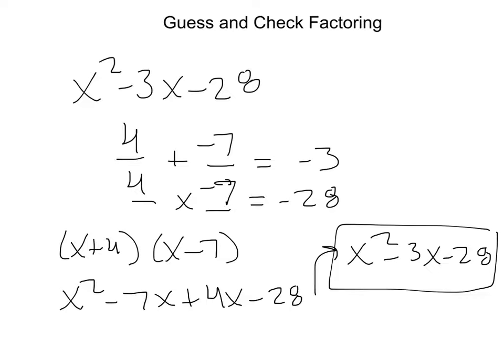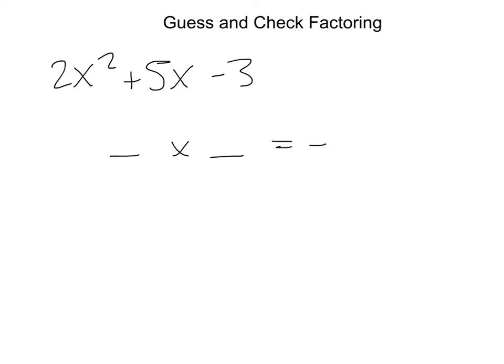So let's try a little bit more difficult one. Let's do 2x squared plus 5x minus 3. What makes this more difficult is the fact that this is a 2 here and not just a positive 1. So what that means for whenever we're solving this problem is we have to do our a times our c. So in this case we need what multiplies to be negative 6, and still adds to be our 5.